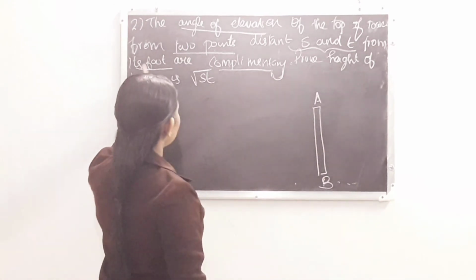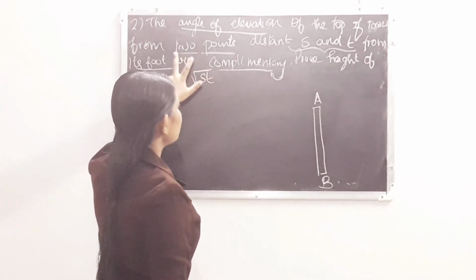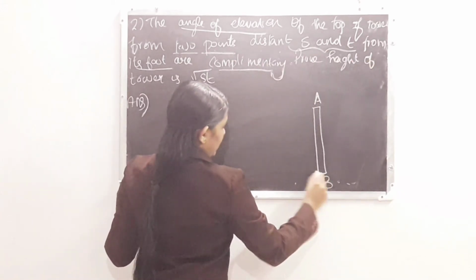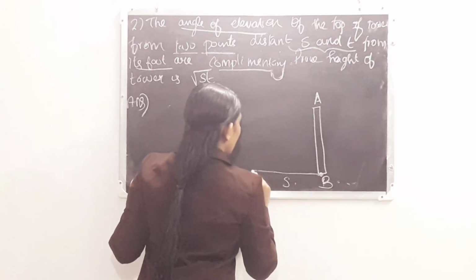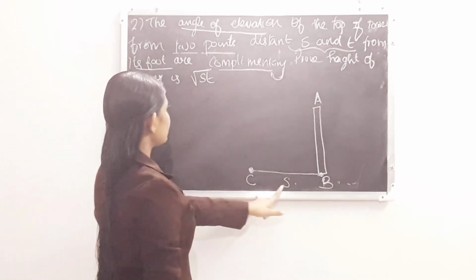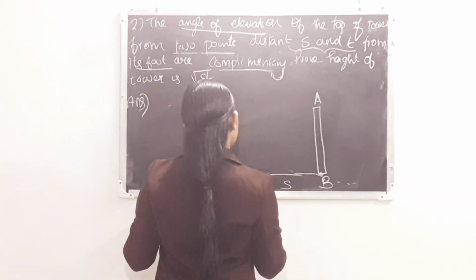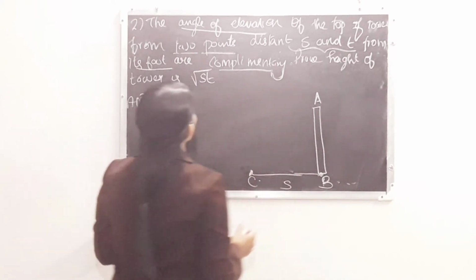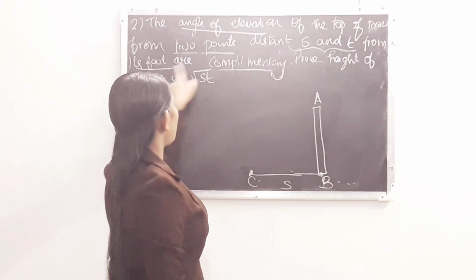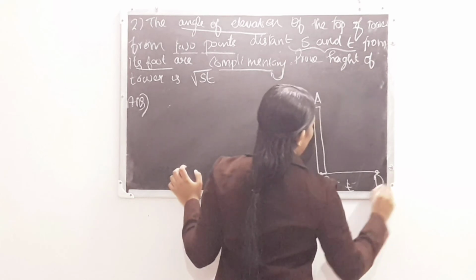Now it is further given that there are two points. That means two observers will be there, one at a distance of S from its foot. This is the foot of the tower. So at a distance of S, one person is standing there, and we can name it C. And the next one is at a point at a distance of T from its foot. This distance is T, and here is another observer at position D.